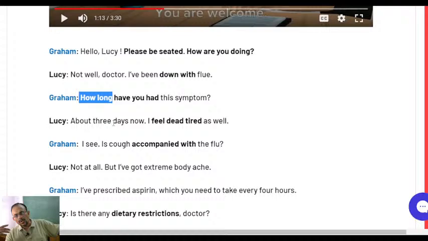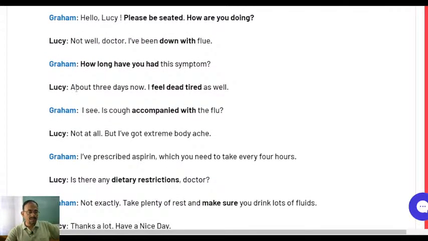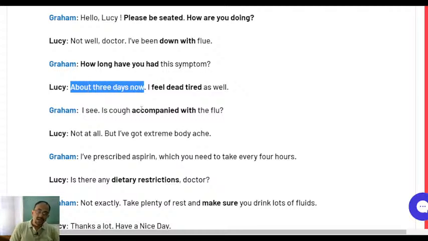Do not say how long have you been suffering and all this. Don't make it very long. How long have you been down with this symptom? So, about 3 days now. See, the patient is saying about 3 days now. The patient is not replying in a full sentence, and this is how short sentences are used in spoken English, right? So whenever someone asks you, how long have you been down with flu?